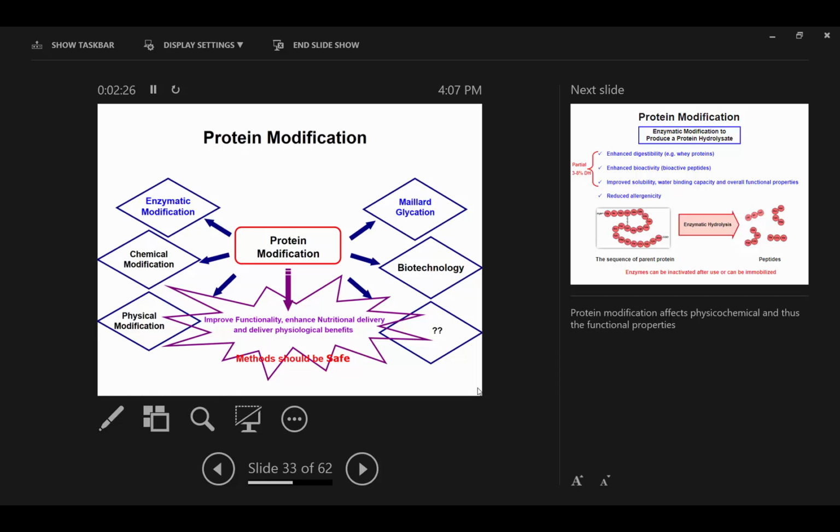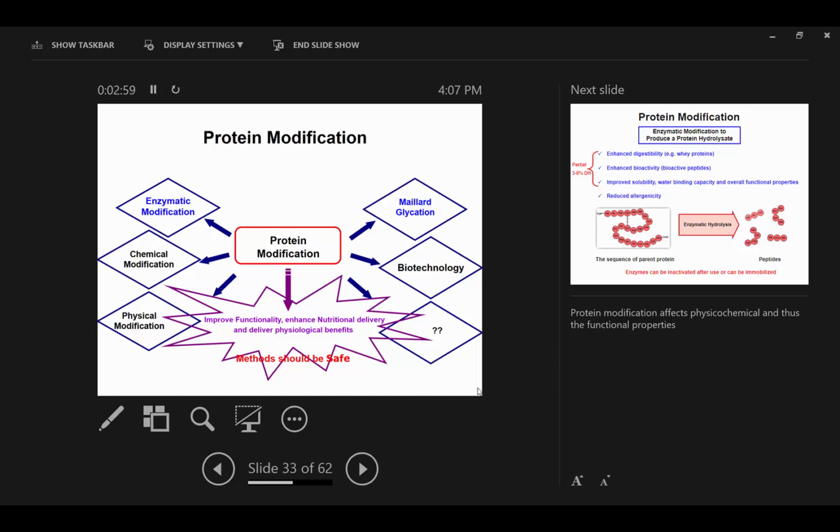So different modifications, even with an enzyme, if we talk about enzymatic modification, even the type of enzyme and the conditions we use to hydrolyze will give us different structures and different functions. So there are so many different ways to modify a protein. Today we're going to talk about the two most common ones. This one is very much applied in industry, and this one is being investigated for applications in industry.